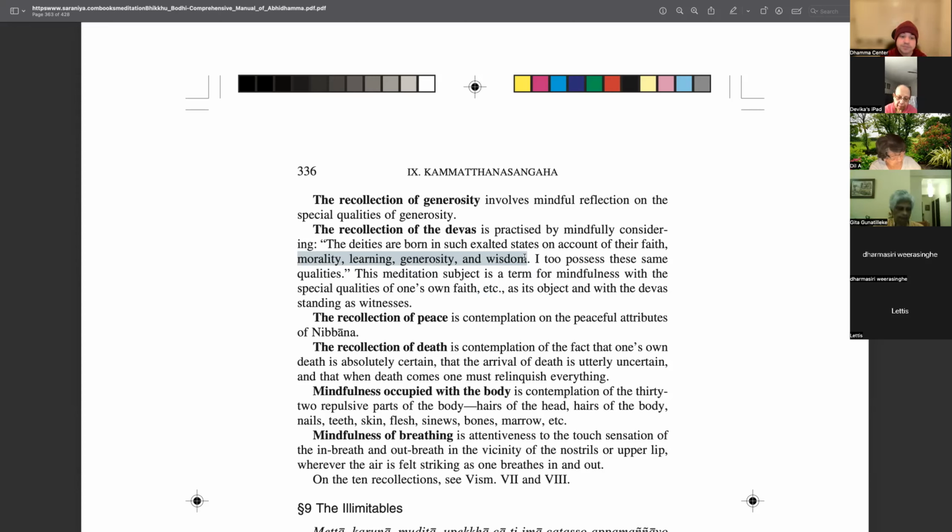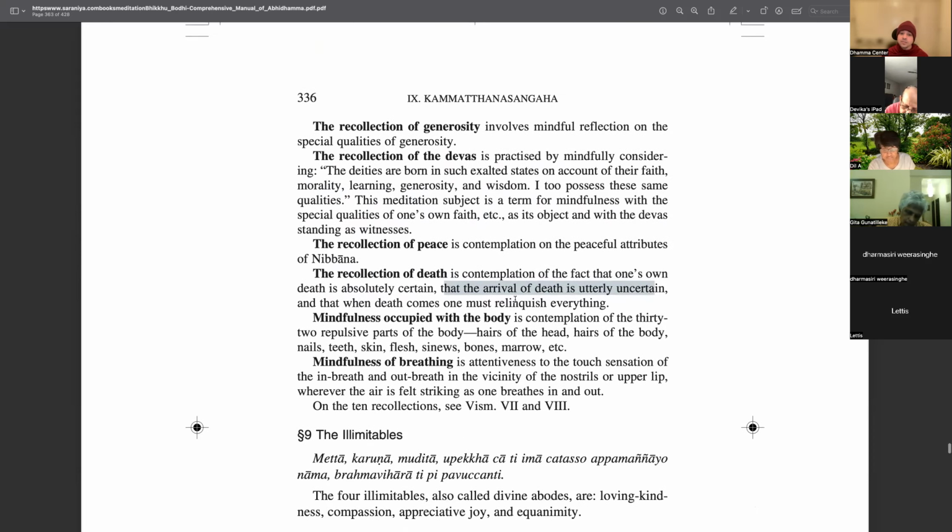Okay, right. Then comes recollection of death, Maranusati. It is a contemplation of the fact that one's own death is absolutely certain, that the arrival of death is utterly uncertain, that when we are going to die, we do not know, and that when death comes, one must relinquish everything. Everything we are holding on to has to be let go at a certain point because of death. And it does not ask for your permission.